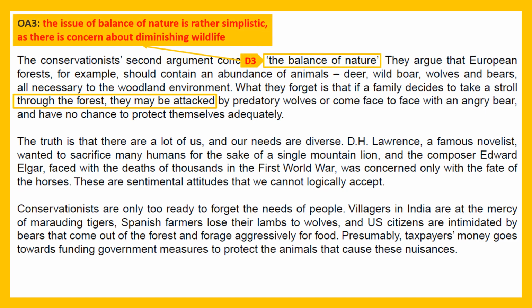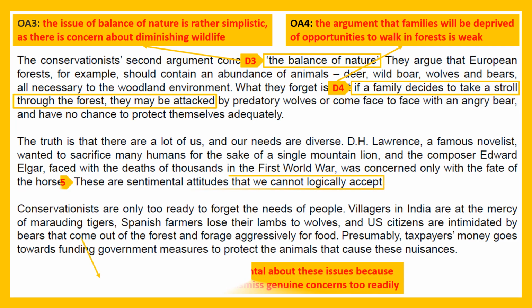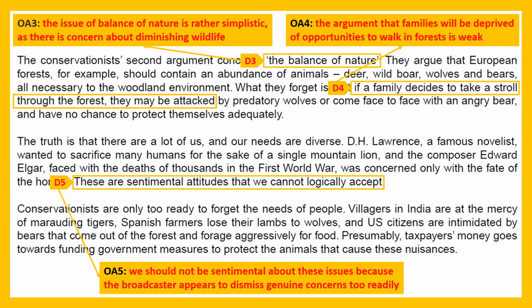Consider how this evidence presents an alternative perspective or highlights a weakness in the broadcaster's reasoning. Detail 4 can be developed into the fourth opposing argument supporting the counterclaim. Analyze the significance of the detail and consider how it may challenge one of the broadcaster's assumptions or conclusions. Detail 5 can be developed into the fifth opposing argument supporting the counterclaim.